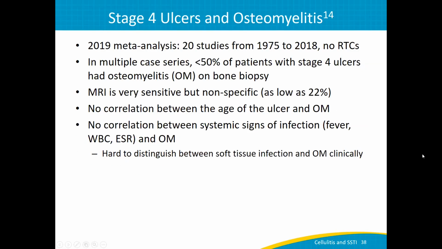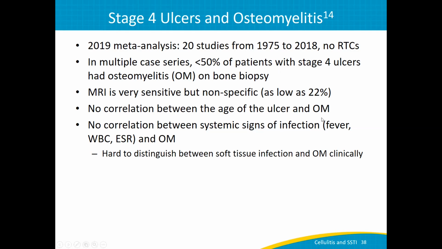So it's controversial because the relationship between stage 4 pressure ulcers and osteomyelitis is not an area that is very well studied. A recent meta-analysis found only 20 high-quality studies from 1975 to 2018, and none of them were randomized trials. But in multiple different case series, less than half of patients with stage 4 ulcers, even where there was exposed bone, actually had osteomyelitis on bone biopsy, which is the gold standard of diagnosis for osteomyelitis.